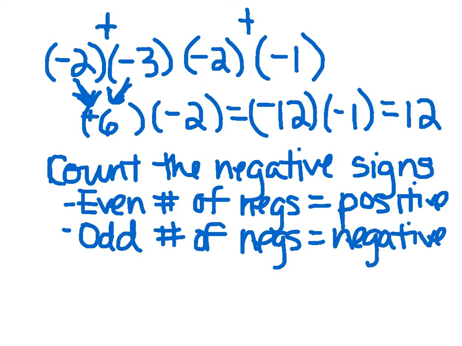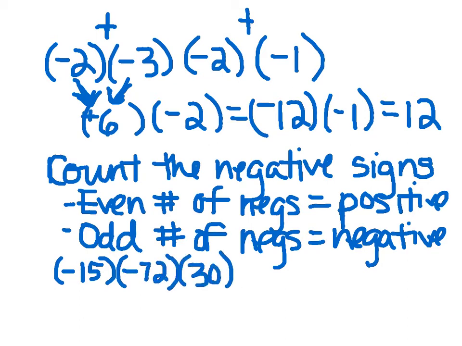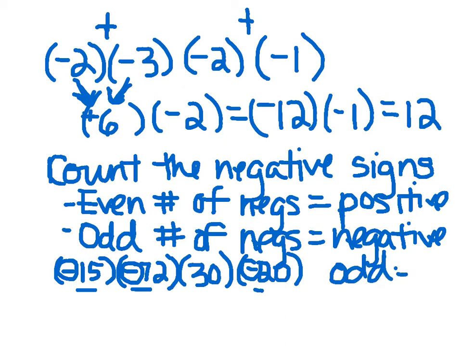So let's just think of some outrageous numbers. Negative 150 times 15, I'll leave it at 15, times negative 72 times 30 times negative 20. Okay? I don't even know what those numbers are going to multiply to equal, but I can see that I have 1, 2, 3 negative signs. That's all that matters. 3 is an odd number, so therefore the sign will be negative.